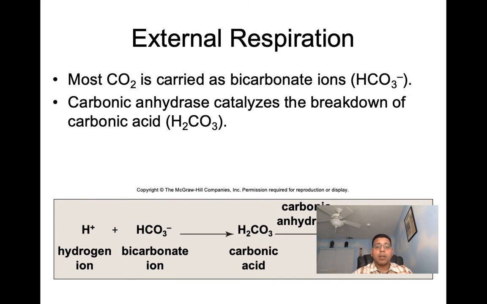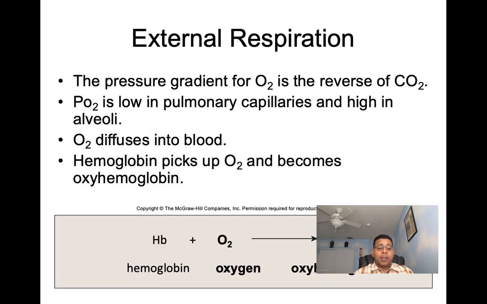Respiratory acidosis results. We'll see the pressure pattern for oxygen during external respiration is the reverse of that of CO2. Blood returning from our systemic capillaries has a lower PO2 than alveolar air does. Therefore, in the lungs, oxygen is going to diffuse into the plasma and then into our red blood cells. Hemoglobin takes up this oxygen and it becomes oxyhemoglobin, or HbO2, as we see down here.